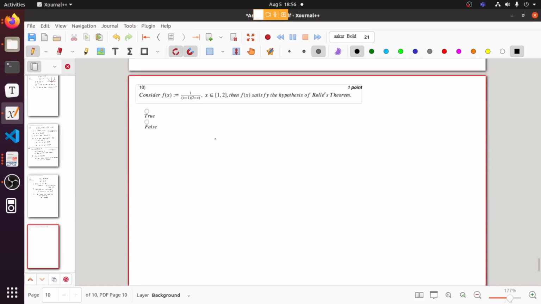What is it saying? If f(x) is given as 1 by (x minus 1)(2 minus x), and x belongs to (1, 2), note that there is some problem. At the points 1 and 2, this function is not well defined, right? So I think there is a little bit wrong in the question, because you have to check whether f(x) satisfies Rolle's theorem or not. It is not defined at the points 1 and 2, so you cannot talk about this. Rolle's theorem will not be applicable, right?